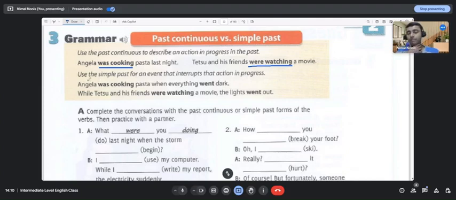Now here they are saying, use the simple past for an event that interrupts that action in progress. This is a very important thing. Use the simple past for an event that interrupts that action in progress.